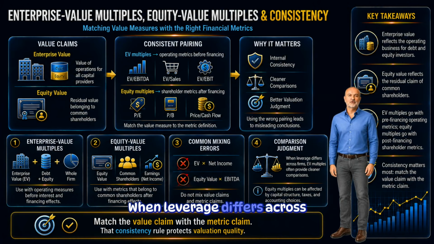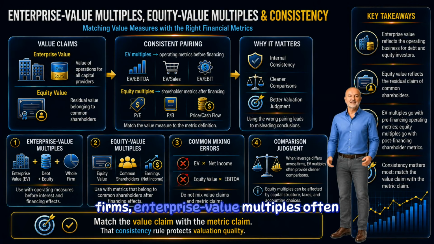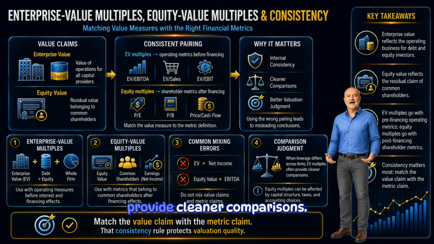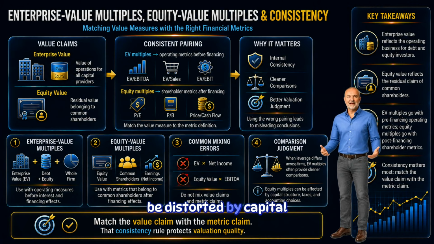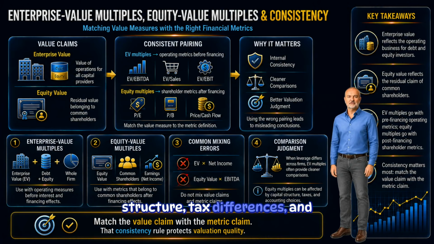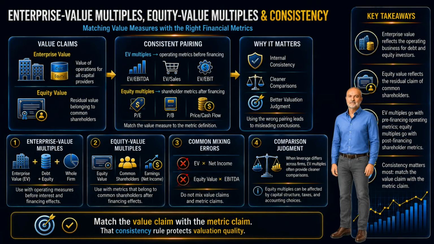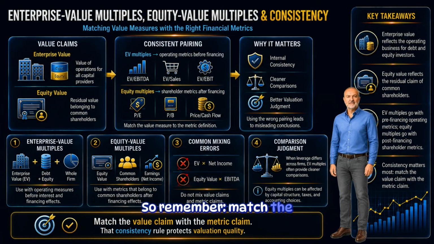When leverage differs across firms, enterprise value multiples often provide cleaner comparisons. Equity multiples are still useful, but they can be distorted by capital structure, tax differences, and accounting choices. So remember, match the value claim with the metric claim.